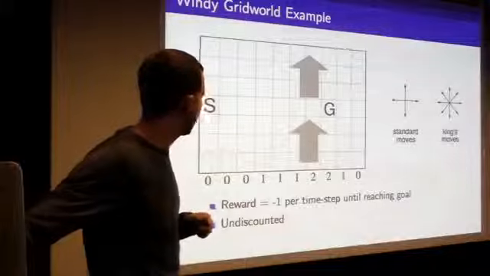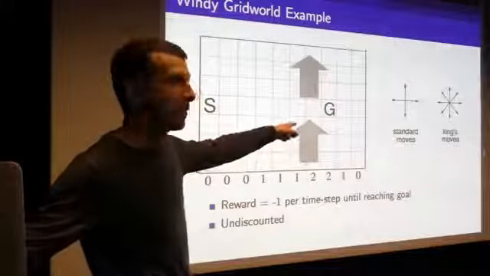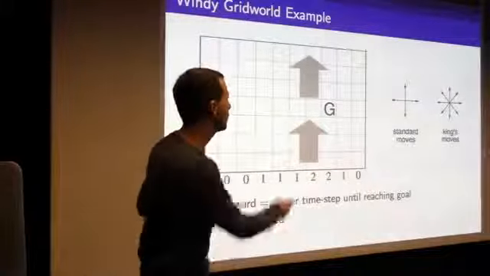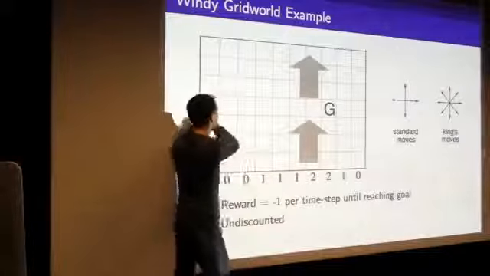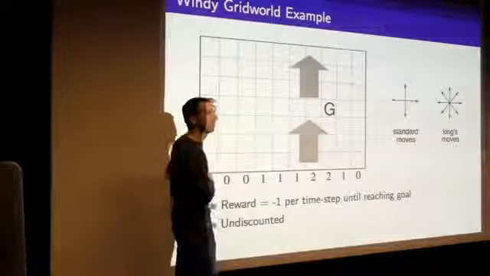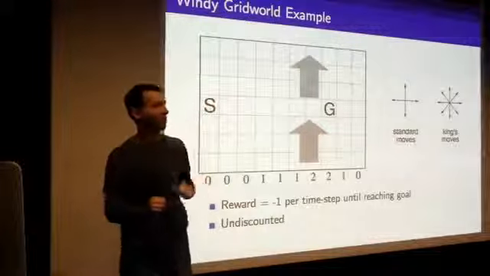So maybe this is a version that just uses the standard moves then. I'll have to check that. I think this might just use standard moves, and that the wind blows you in a diagonal direction. You're right, that would be true in that case.